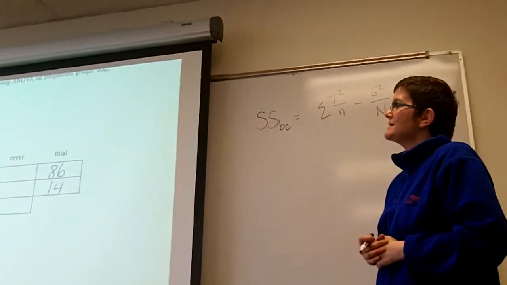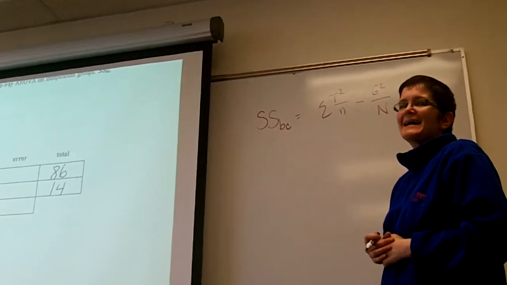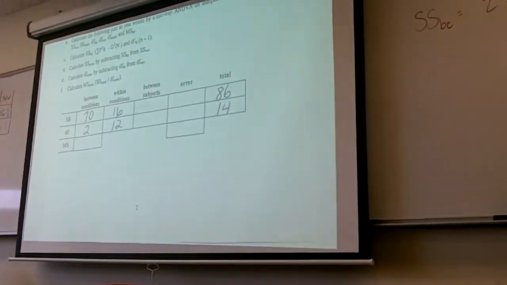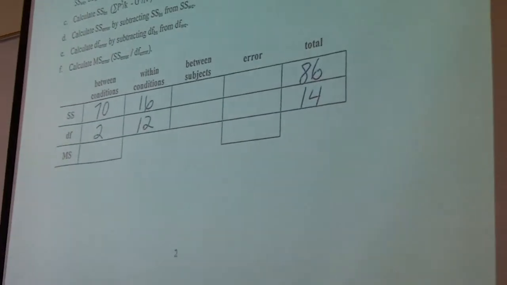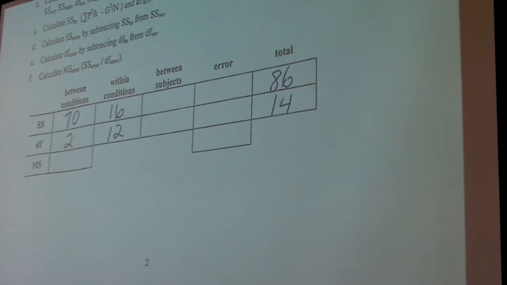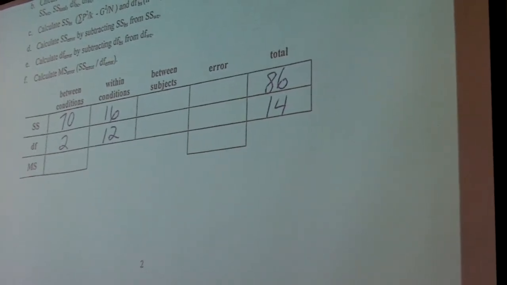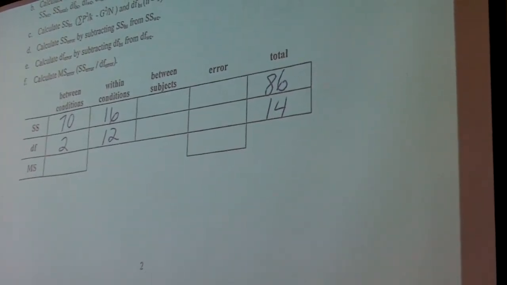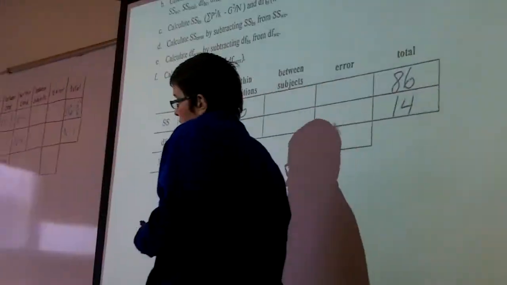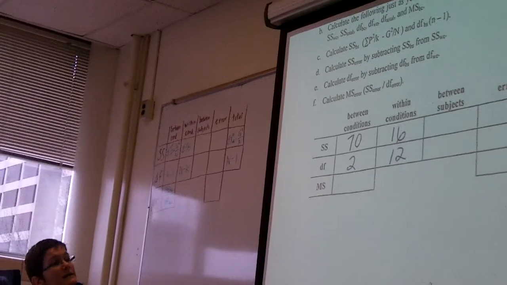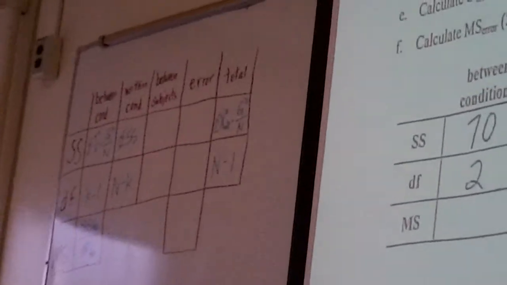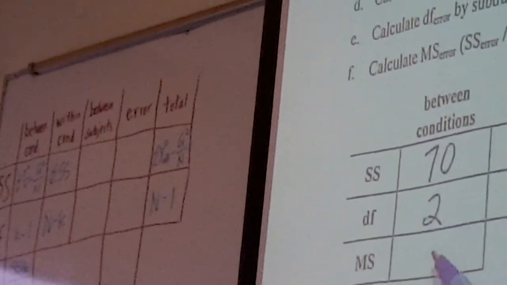Right now what we're doing is all the ones that are exactly the same as last time, because a lot of these calculations are exactly the same for both ANOVA. So we're doing those ones first. So the other box in this grid that is the same as last time is this mean square between conditions.